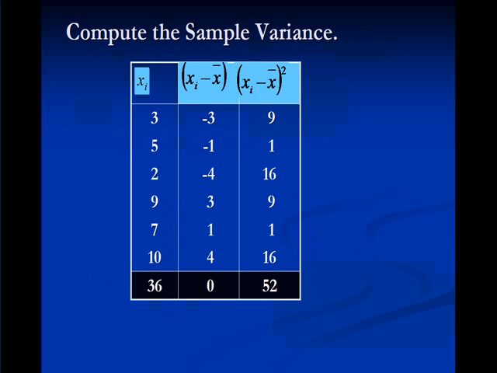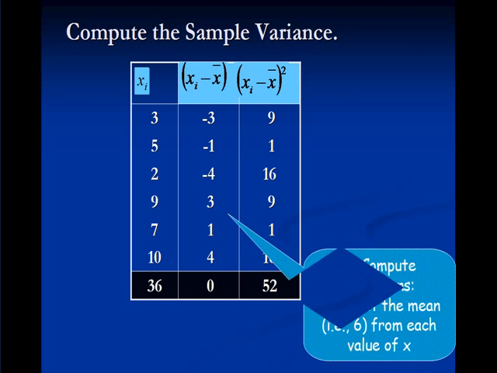To compute the sample variance, we're going to first compute the deviations. That is, we're going to subtract the mean, in this case 6, from each value of x. So the x sub i minus x-bar, that's the deviations. 3 minus 6 is minus 3, 5 minus 6 is minus 1, and so on.